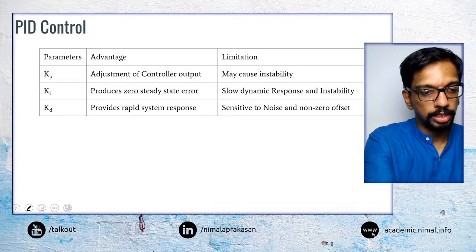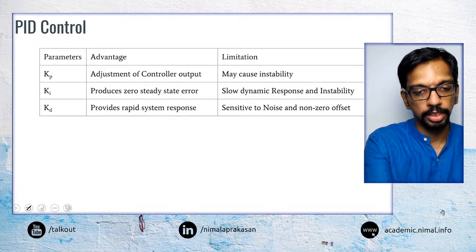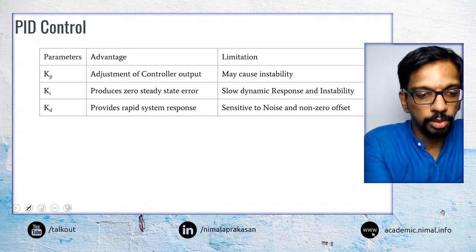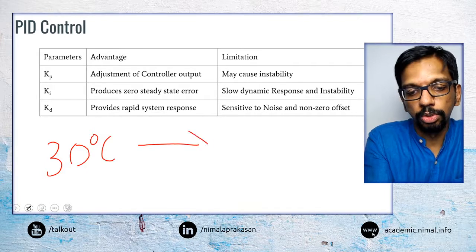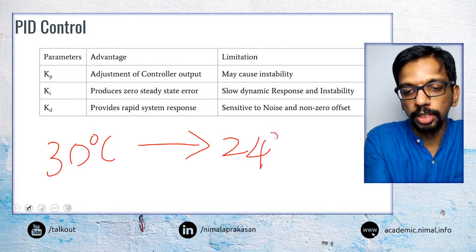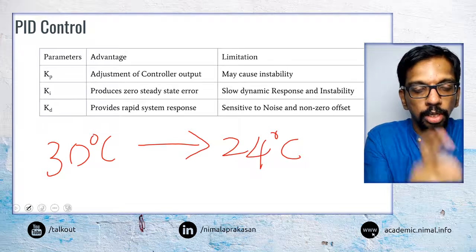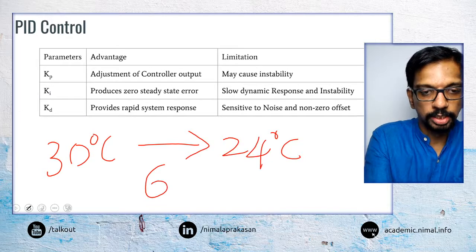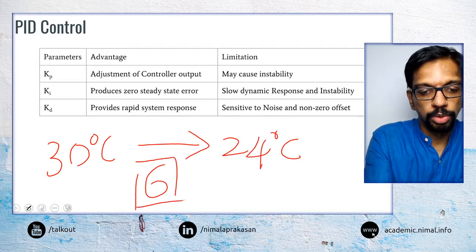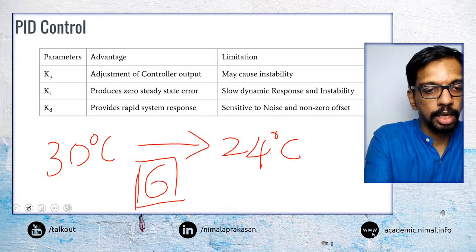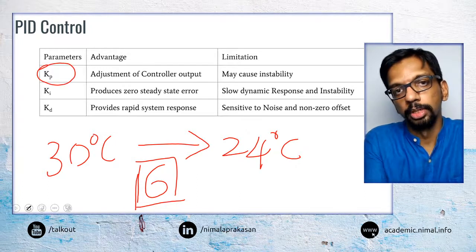if we go back to the air conditioning system, say our room temperature is 30 degrees Celsius and we want to go to 24 degrees Celsius. So now the difference is 6. So we would use that 6 directly as the proportional component.